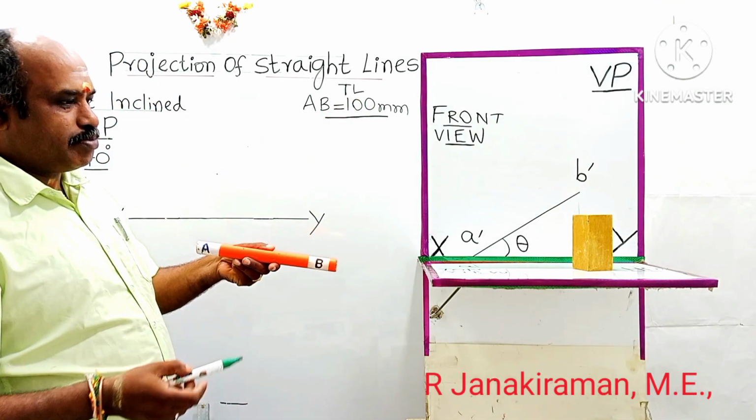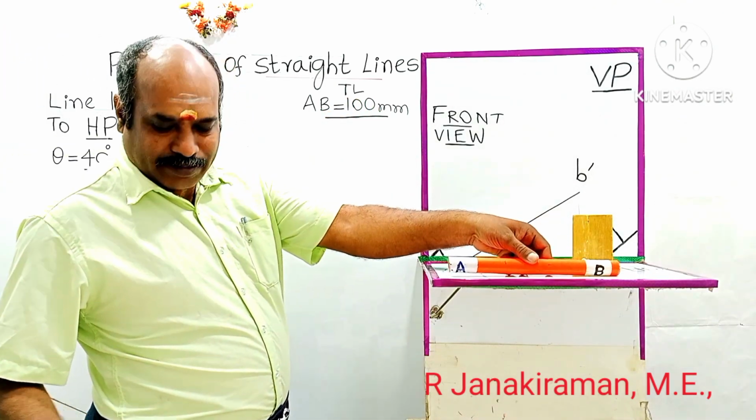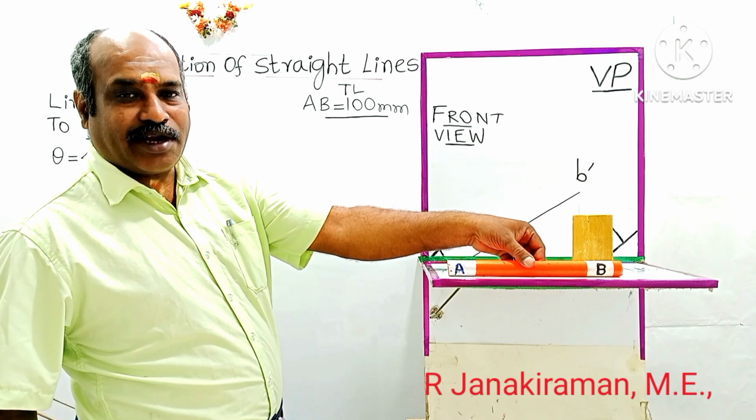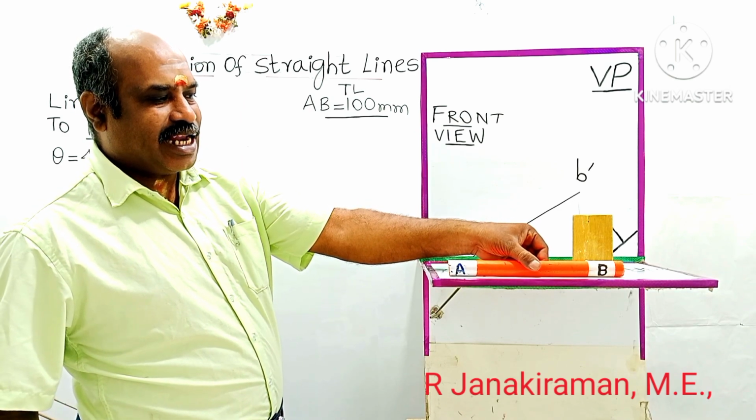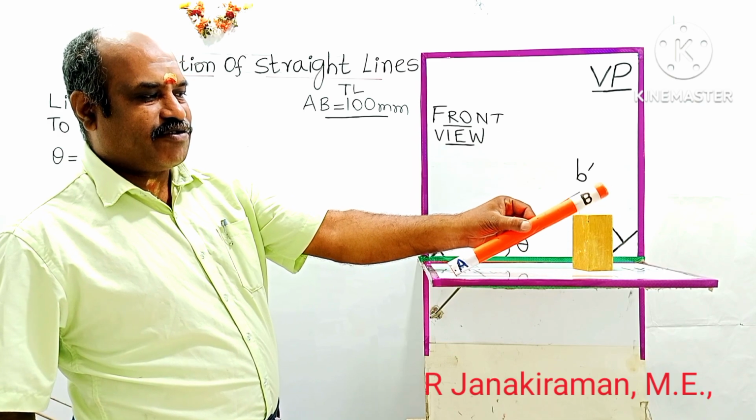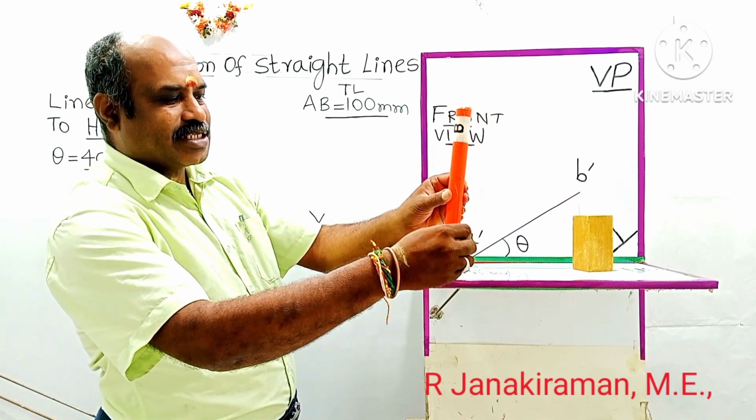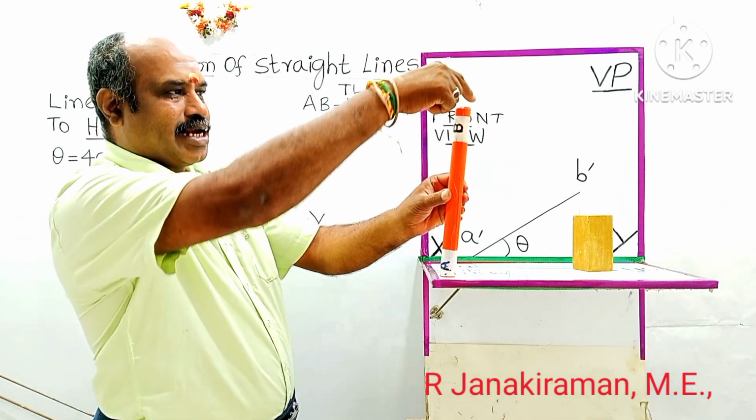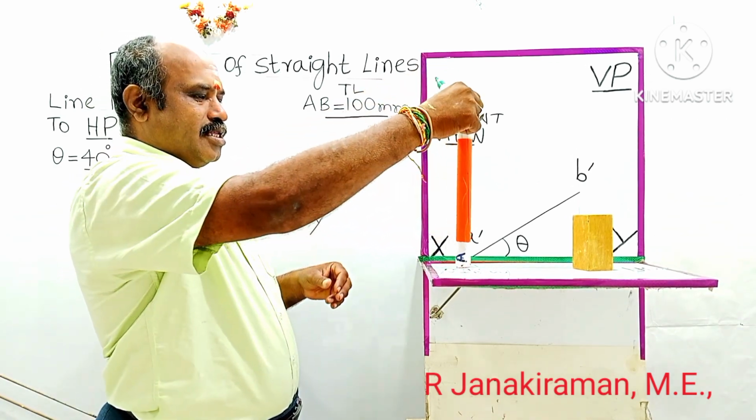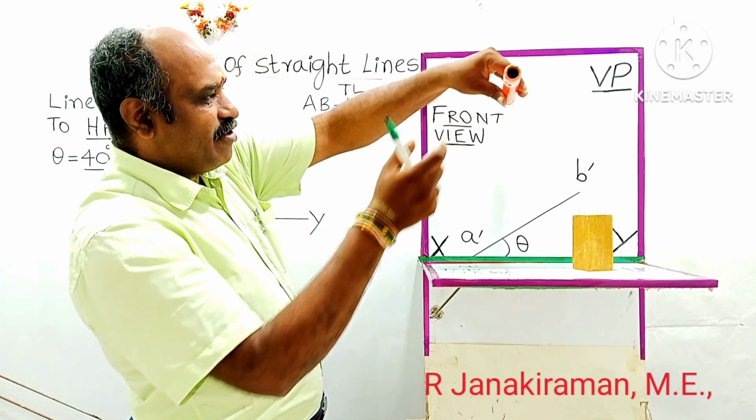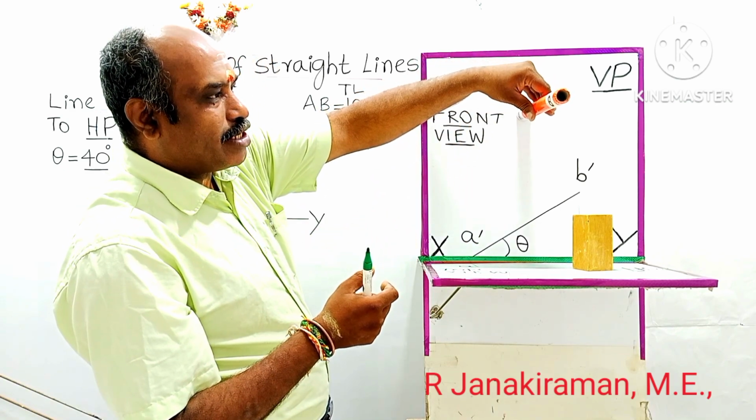The line is inclined to HP. If I keep the line like this on HP, it is called lying on HP. When you tilt the line 10, 20, 30, 40, at one stage you will get 90 degrees. This angle will be 90 degrees. It is called perpendicular to HP and parallel to VP. So this condition we already discussed. And further, if I keep the line like this, it is perpendicular to VP.